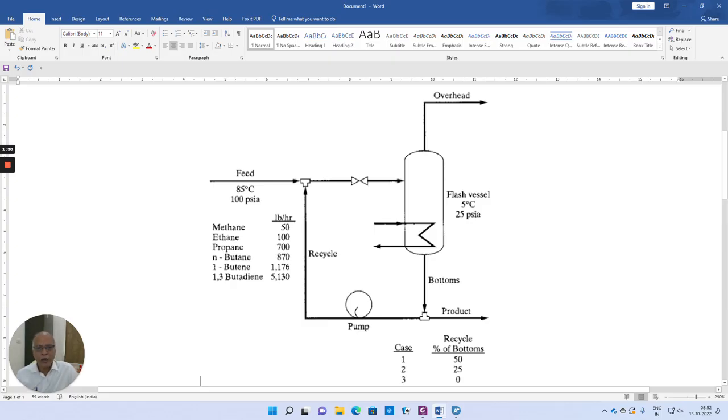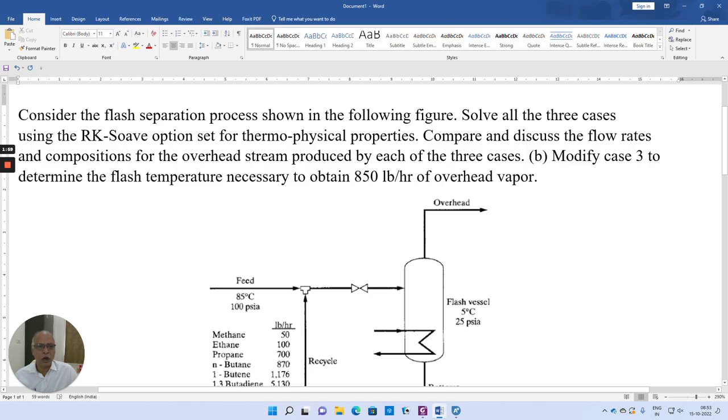However, we would like to analyze what would happen if you try to recycle the bottom product back to the flash column. So there are 3 possible cases. One case is there is no recycle. The second case is 25% of the liquid product is sent back as recycle, and in the third case 50% of the bottom product is recycled back to the flash column. In addition to solving these 3 cases, we also need to calculate the temperature at which the flash column must operate in order to obtain 850 lb per hour of overhead vapor.